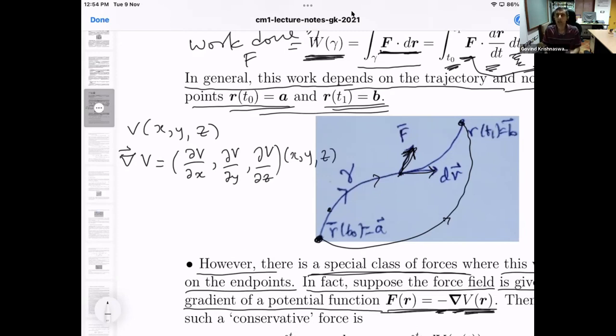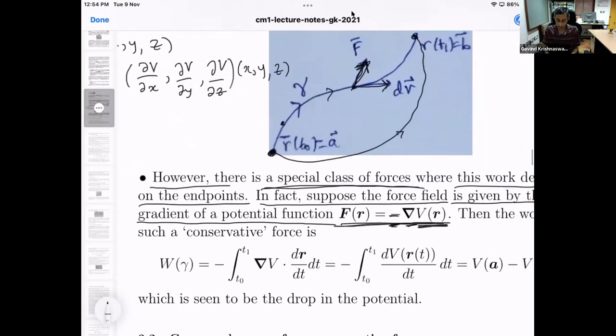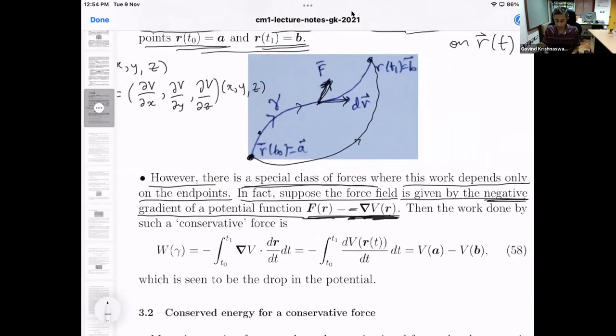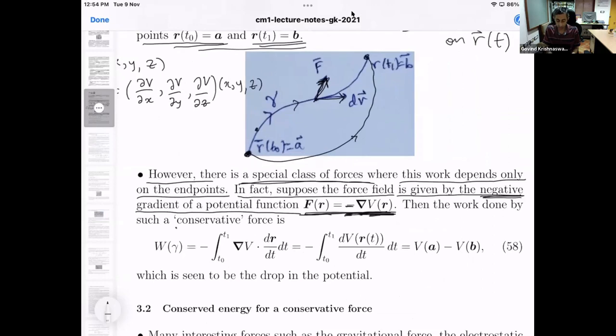And for convenience, we put a minus sign here. That has some convenience. I will talk about that later. But suppose the force field was the negative gradient of some potential function. Then first we will give such forces a name. We will call them conservative forces, for reasons, the reason for the name will become clear in the next section.